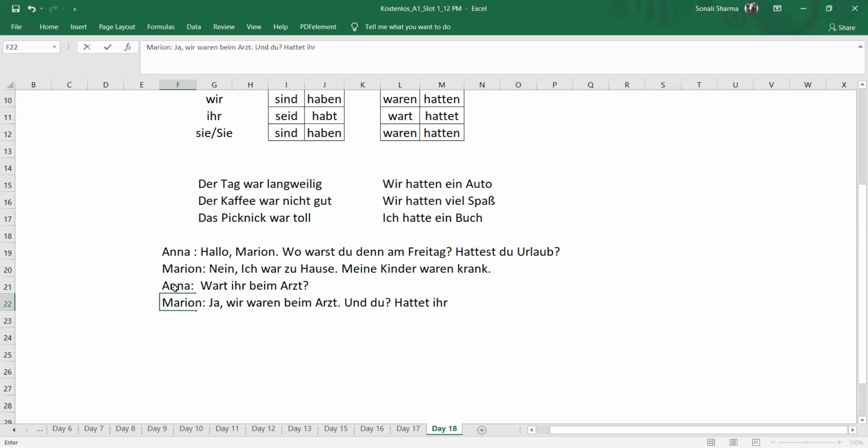Hattet ihr viel Arbeit im Büro? That means, yeah, wir waren beim Arzt. So like, yes, we were at the doctor. And you, hattet ihr viel Arbeit im Büro? So that means, had you all, did you have work in the office? Büro is the office.